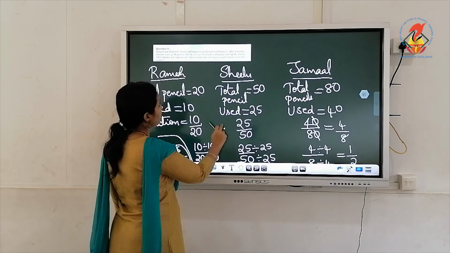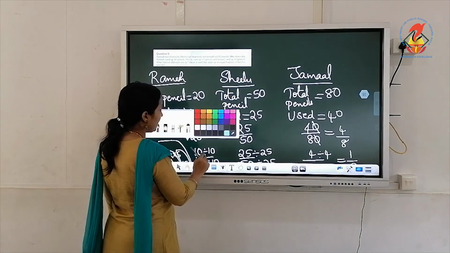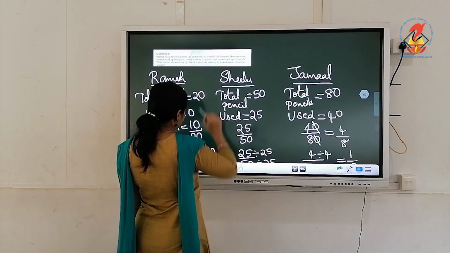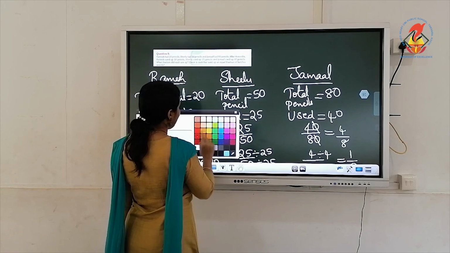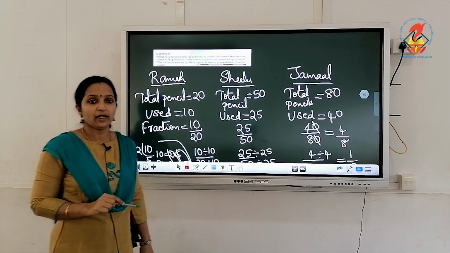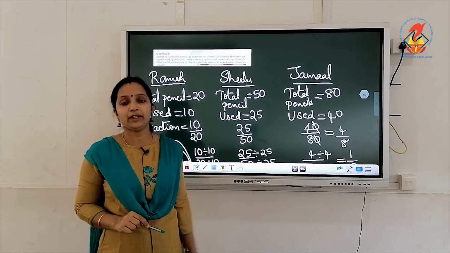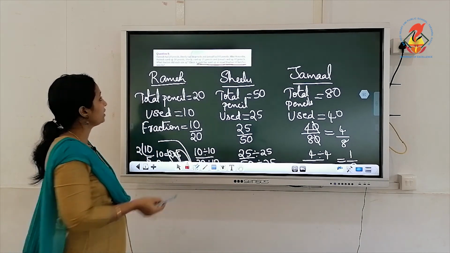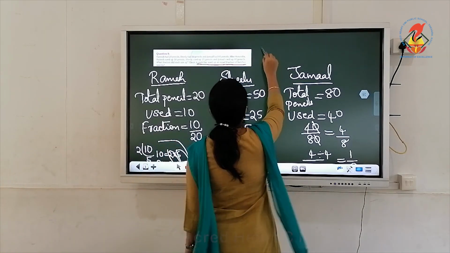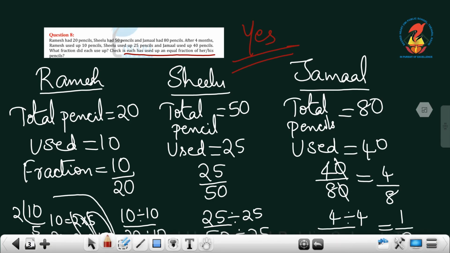So what is the final answer? Each has used up an equal fraction. Okay, so all the answers we got are 1 by 2. So what is the final answer we can write? Yes, each has used an equal fraction of his or her pencils.